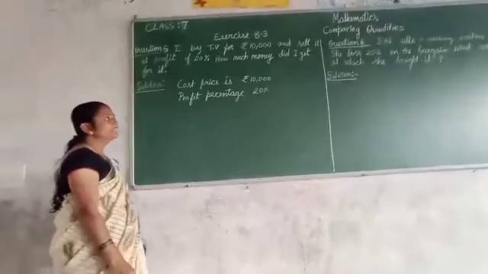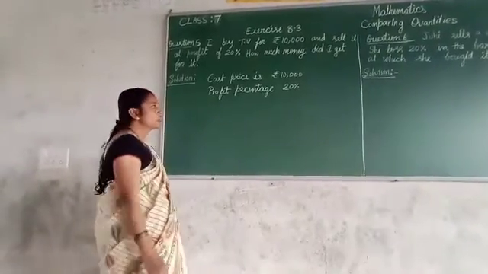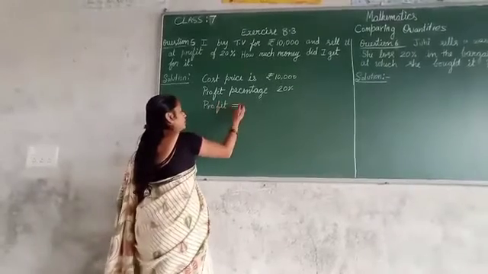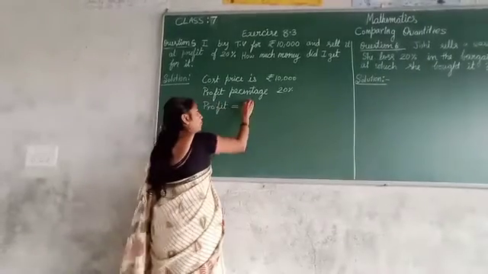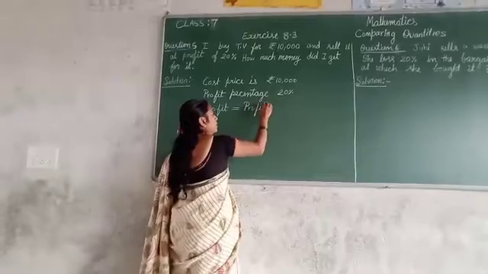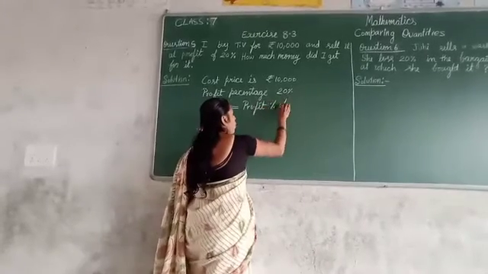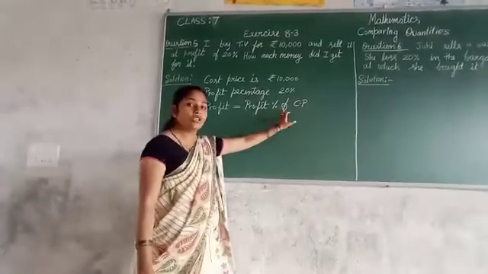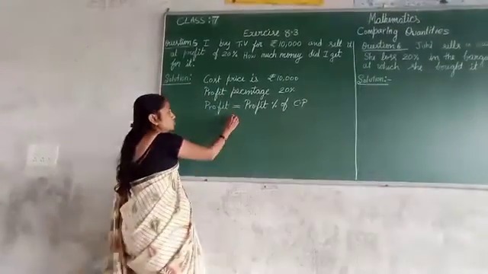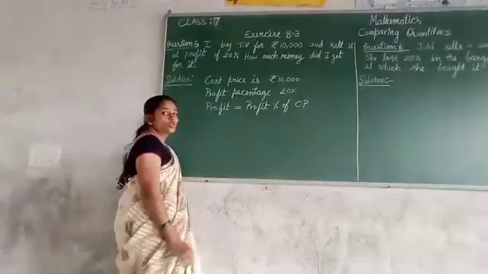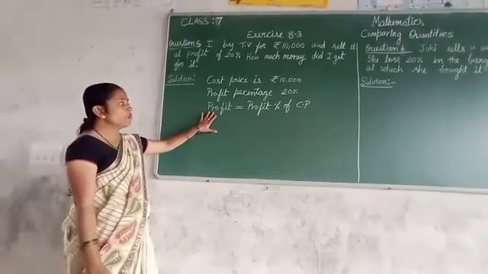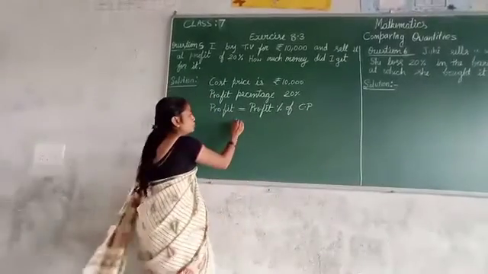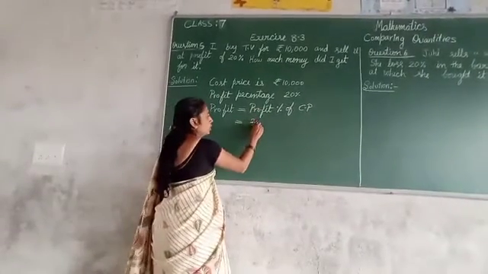Now, how much money did I get for it? So you have to find out what amount he has got. So we have to find out the profit. Profit is equal to profit percentage of cost price. This will help us to solve the problem. Profit amount we have to find out.